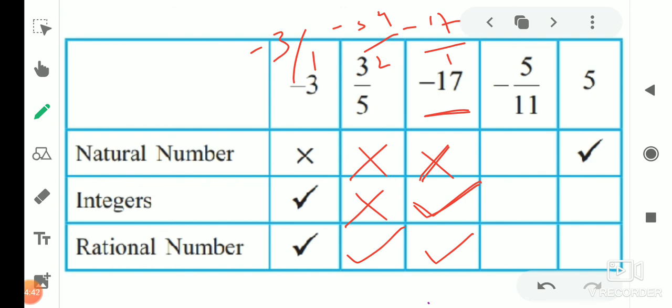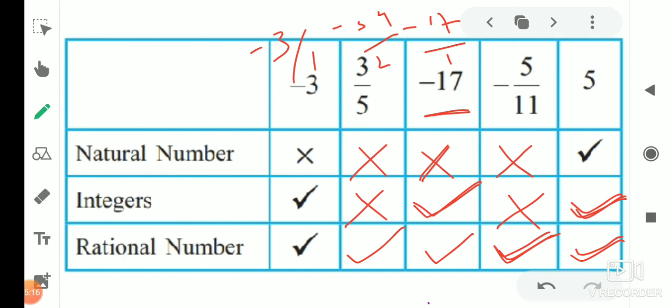So minus 5 upon 11, is it a natural number? No, because natural numbers do not contain fractions. Is it an integer? No, because integers do not contain fractions. Is it a rational number? Yes, because it is in the form of m by n. Now 5. Is it a natural number? Yes, because it is a positive number. Is it an integer? Yes, because all positive numbers are integers. Is it a rational number? Yes, because we can write 5 in different forms of fractions.